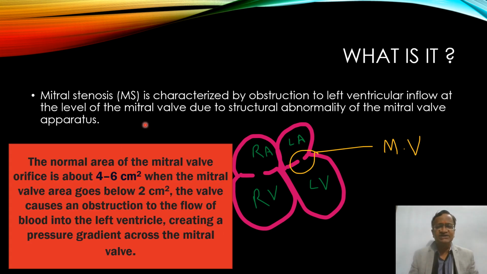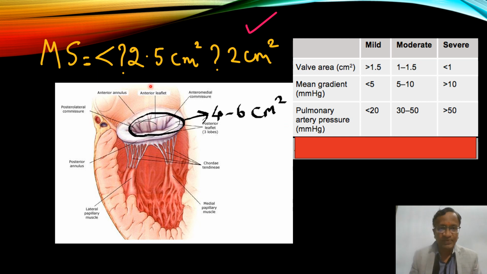The normal area is 4 to 6 square centimeters. Now, if the valve area goes below 2, it causes obstruction, creating a pressure gradient across the mitral valve. Some people say it is 2.5, but 2 is okay. So if the valve area goes below 2, it is mild. If it goes below 1.5, it is moderate. If it goes below 1, it is severe.